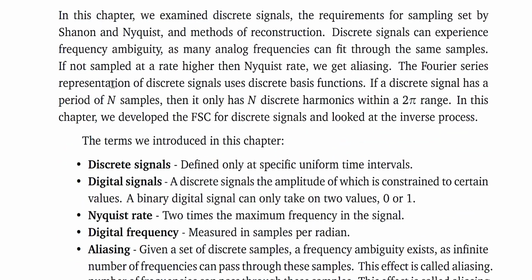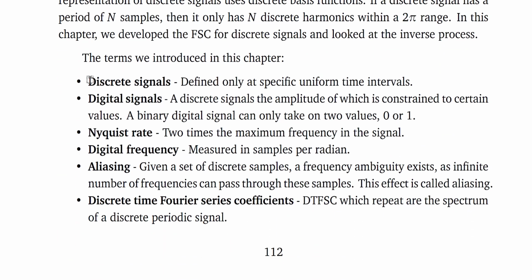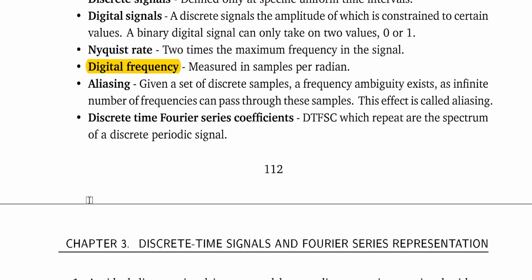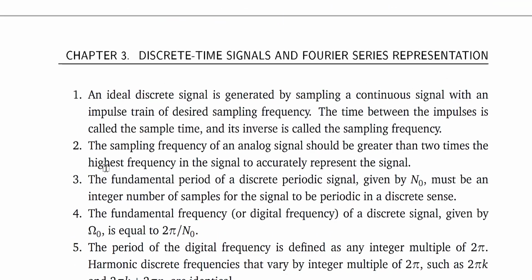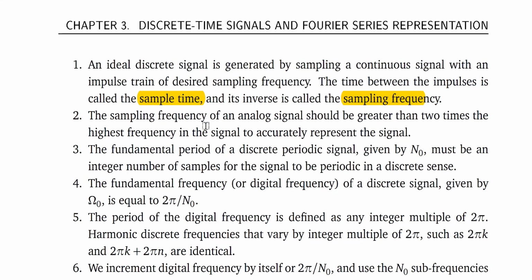So let me briefly go over the summary from this chapter. We talked about discrete signals, digital signals, what the Nyquist rate is, what a digital frequency is, what aliasing is, and discrete time Fourier series coefficients. An ideal discrete signal is generated by sampling a continuous signal with an impulse train of desired sampling frequency. The time between the impulses is called the sample time, and the inverse is called the sampling frequency. The sampling frequency of an analog signal should be greater than 2 times the highest frequency in the signal.